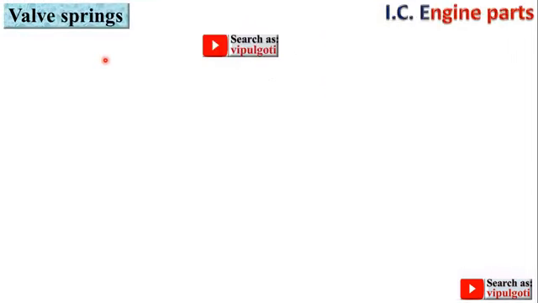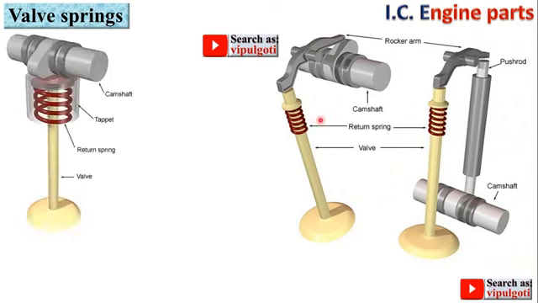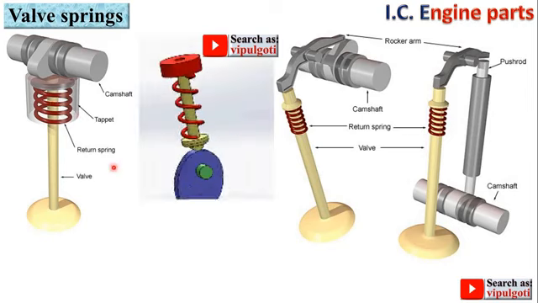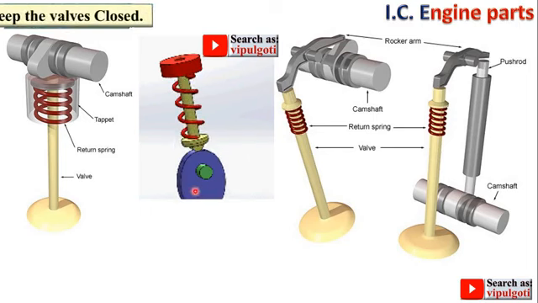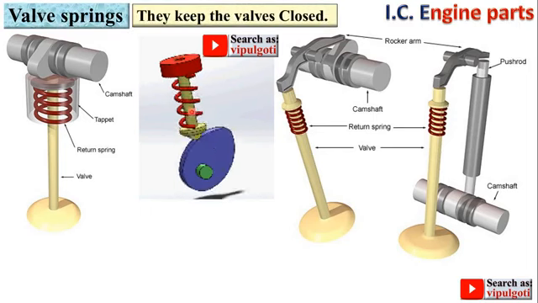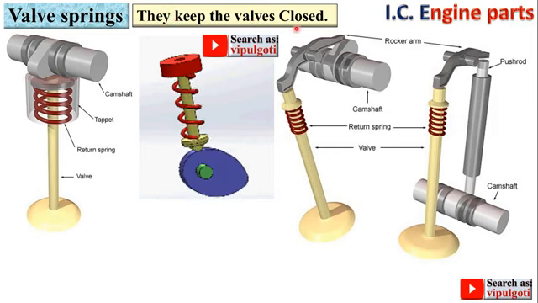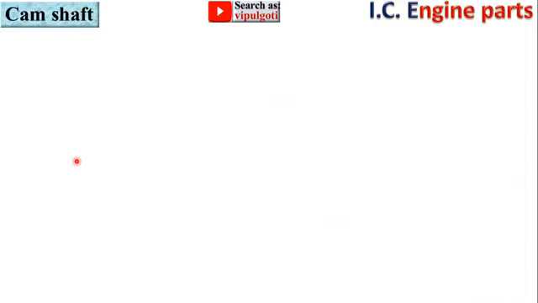Now next part, valve springs. So here you can see valve springs, and here also you can see valve spring. And this is the animation. Here you can see the spring that is provided. So particularly the function of this valve spring is written over here. The valve springs keep the valves in closed condition. That's why it is called a return spring. Here you can see.